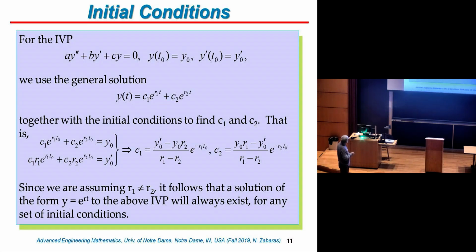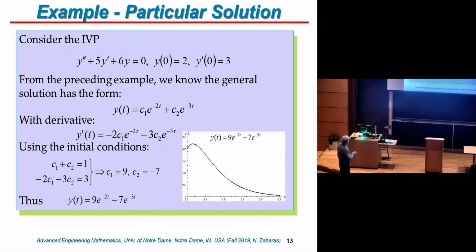So if you plug things in, you are going to get, if you set at time t0, y equal to y0, the first equation here. Then the derivative at time t0 equal to y0 prime. You solve for C1 and C2, and there is the solution to the initial value problem. So for example, if I take this particular differential equation with roots -2 and -3, the solution looks like this. And if you put some initial conditions, nothing major, you can solve for C1 and C2.